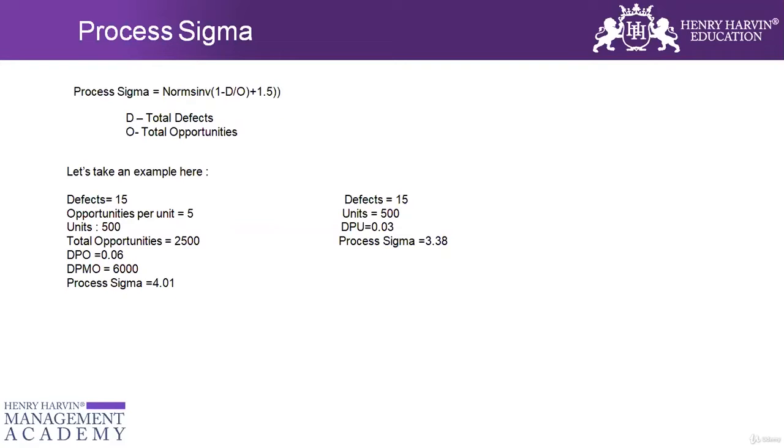Either we can use the formula mentioned here, NORM.S.INV(1 minus defects upon opportunities) plus 1.5, where D stands for defects and O stands for total opportunities. However, there is another way to do that as well. We can do it using the Six Sigma calculator. In both scenarios, the answer remains the same. So let's do it and see what sigma level we are able to calculate.